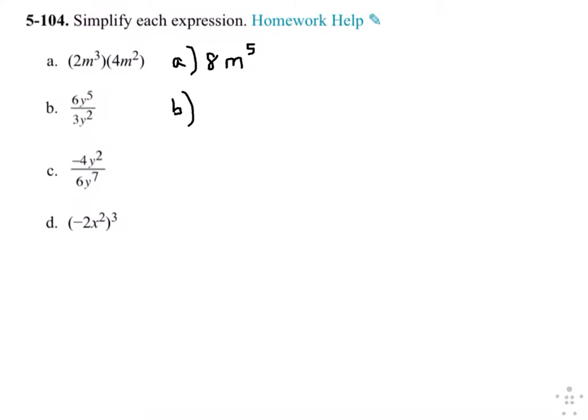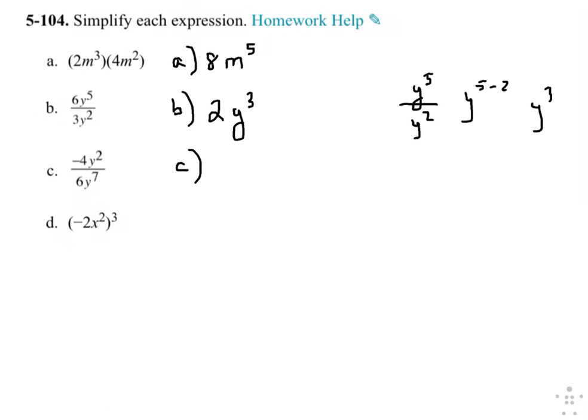For B, 6 divided by 3, again, the coefficients first. 6 divided by 3 is 2. And y to the fifth divided by y squared, right? Y to the fifth divided by y squared is y to the fifth minus 2, right? 5 minus 2, which is y to the third, right? In case you forget your rules. You shouldn't by now, but in case you do.